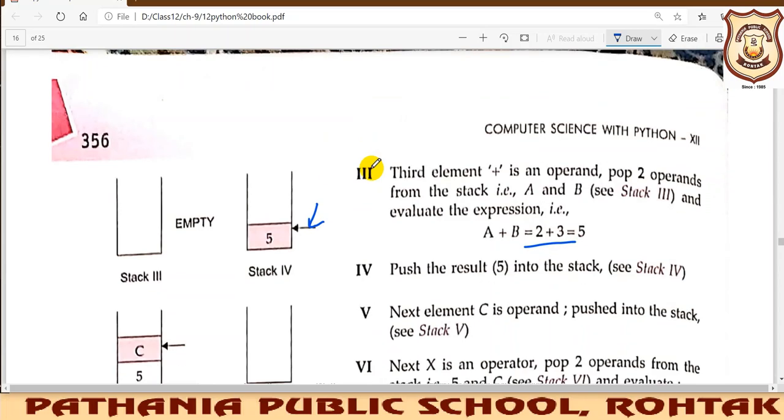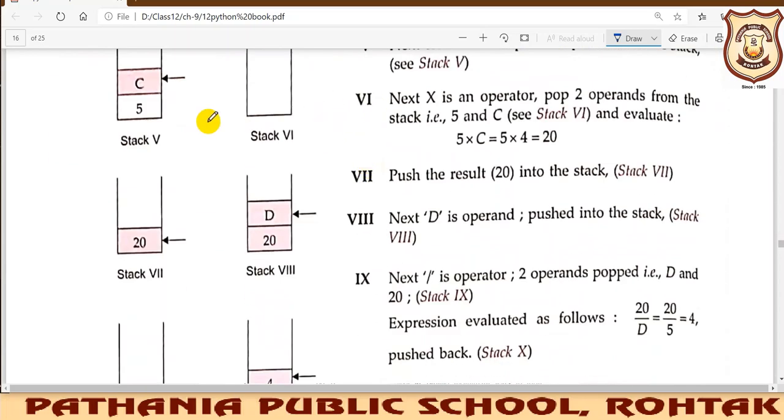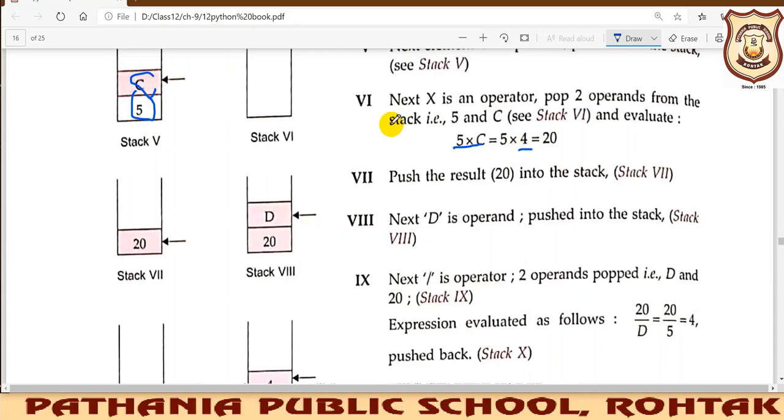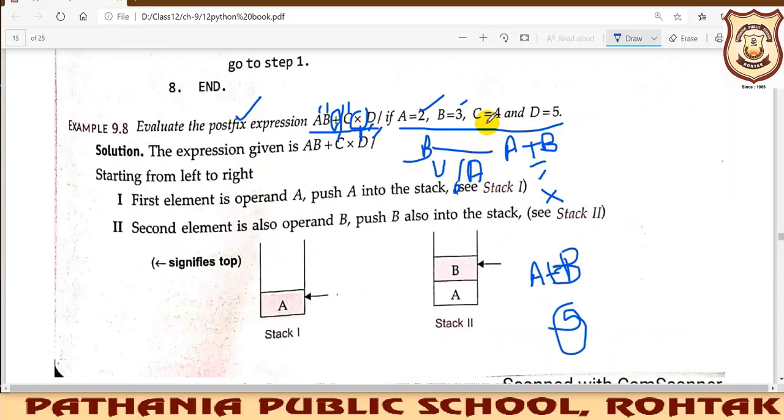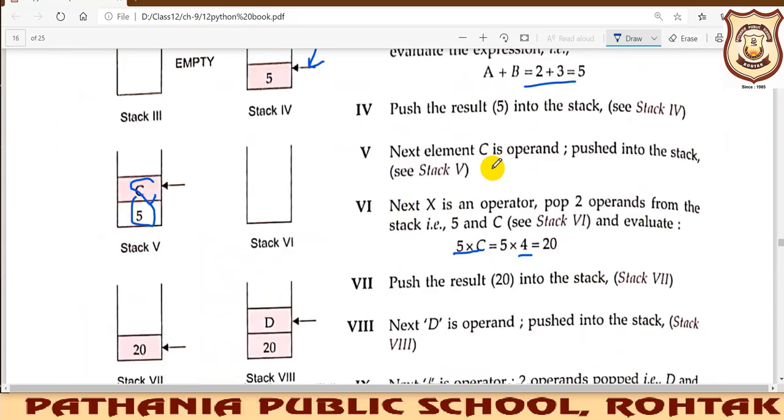This is also a binary operator, so it will pop out two elements from the stack. C and 5 will be popped out. Then we will perform 5 into C, and the C value is 4, that is given already to us. You can see it has been given. C is 4 and D is 5. So we will multiply 5 into 4, that is 20. As we have obtained the result, we will put it into the stack and the top pointer will point to it.